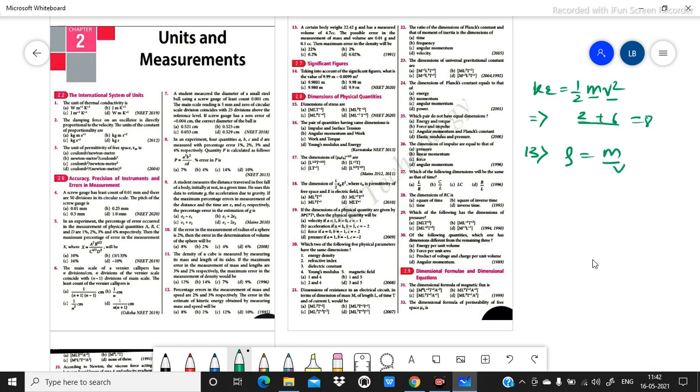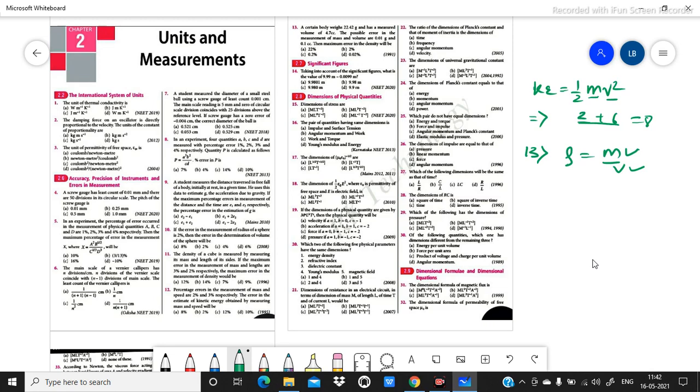Okay, so what does it say? It says a certain body weighs 22.42 gram and a measured volume is given. The possible errors of measurement of mass and volume are given like this, and then the density is there. So mass is given with its error, volume is given with its error, meaning the original measurement is given and some error levels are present. So it is asked that if you are measuring mass and volume, these are the measurements and these are the errors, then just find the error in density.